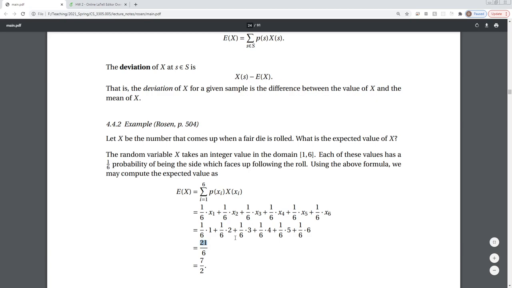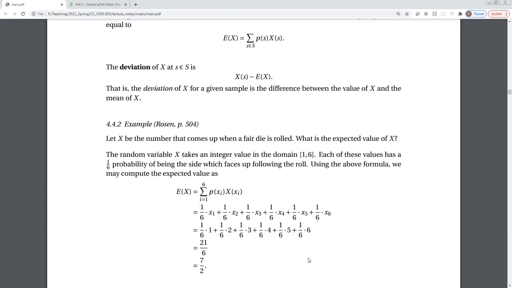If we add all of those up, we get 21 over 6, and that reduces to 7 over 2. So the expected value is something that isn't even on the die. 3.5 is not a face on the die, so you will never get the expected value. But it is the average of all of the possible outcomes on a fair die.